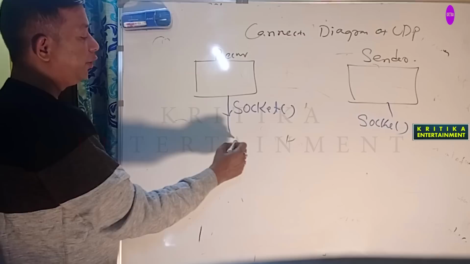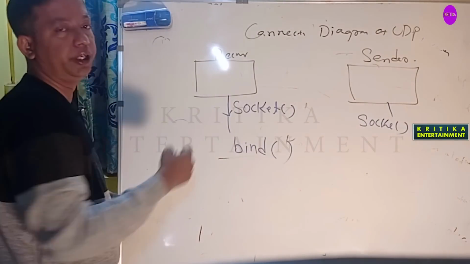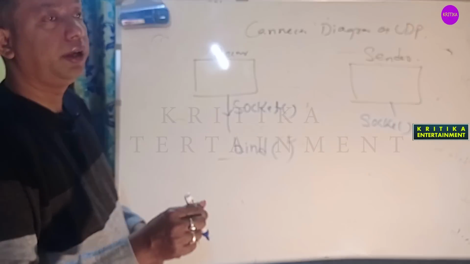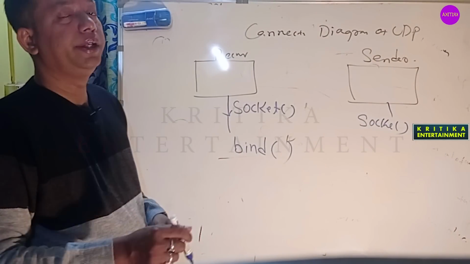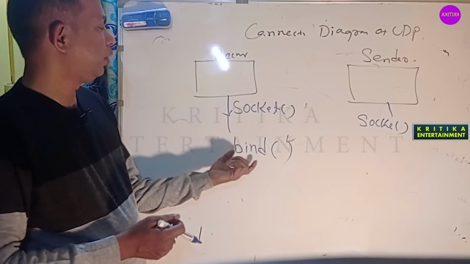On the receiver side you will declare the bind function. This is a connection diagram of UDP. If you want the connection diagram of TCP, then I have given it in the description box. You can find the link there and click and check. Okay, so this is called bind.